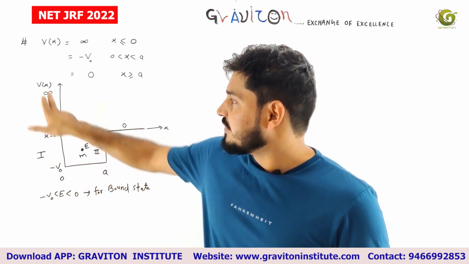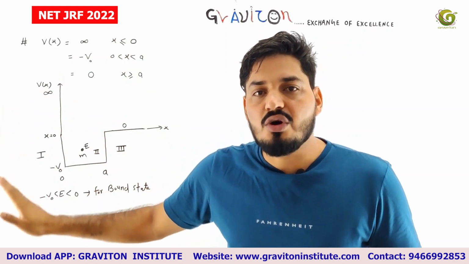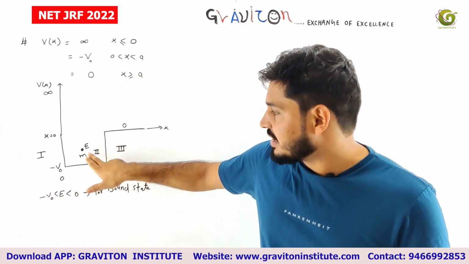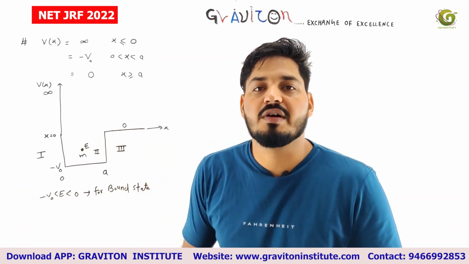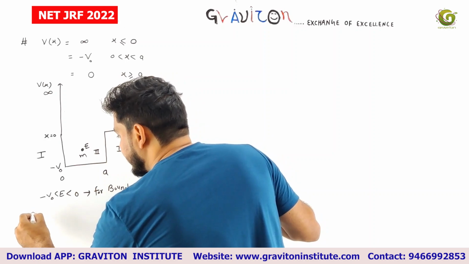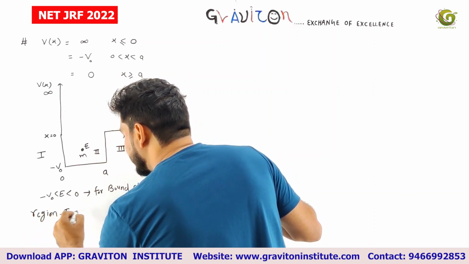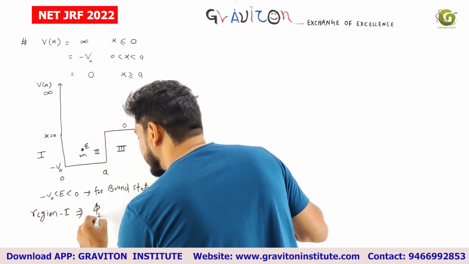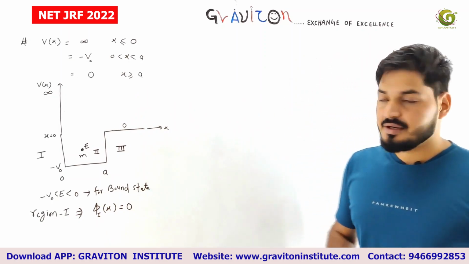You see, in region 1, potential is infinite. So because of the infinite potential, this particle cannot tunnel into this region. So of course, its wave function is always 0. You know this kind of solution. So can I say, in region 1, the wave function phi(x) is 0. Agree?